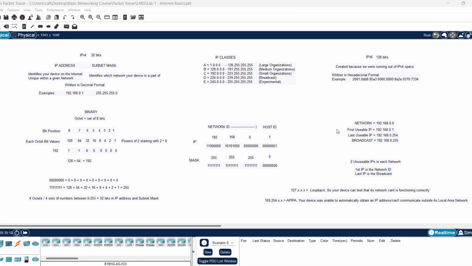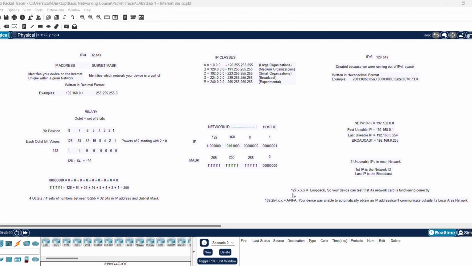And there's also 4 things that you'll look at or learn to look at every time you're dealing with subnets or networking. And that's the network, the first usable IP address, the last usable IP address, and the broadcast address. There will be 2 unusable IPs in each network, which would be that first IP of the network ID and that last IP of the broadcast. Basically just means you cannot assign those IP addresses to an end device like a computer or a printer or something like that.